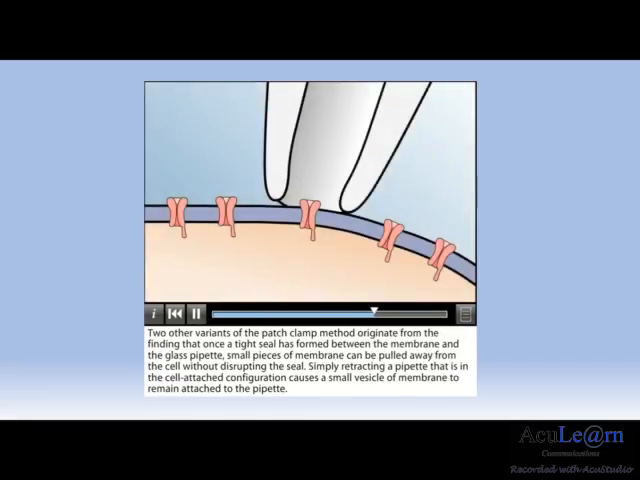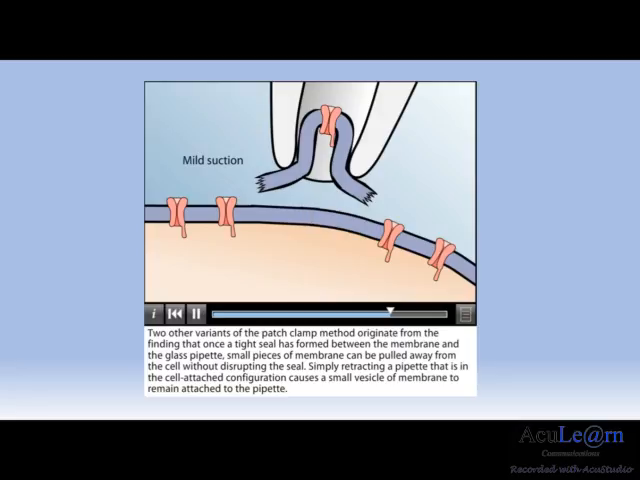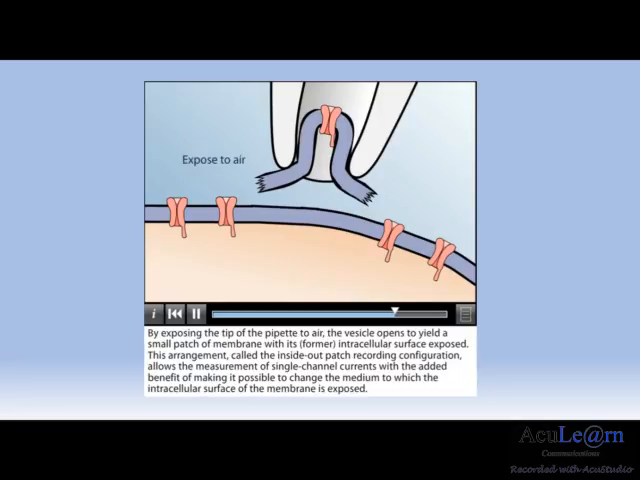Two other variants of the patch clamp method originate from the finding that once a tight seal has formed between the membrane and the glass pipette, small pieces of membrane can be pulled away from the cell without disrupting the seal. Simply retracting a pipette that is in the cell-attached configuration causes a small vesicle of membrane to remain attached to the pipette. By exposing the tip of the pipette to air, the vesicle opens to yield a small patch of membrane, with its former intracellular surface exposed. This arrangement, called the inside-out patch recording configuration, allows the measurement of single-channel currents with the added benefit of making it possible to change the medium to which the intracellular surface of the membrane is exposed.